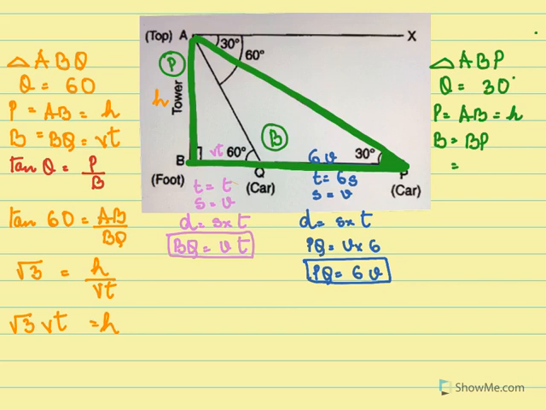And look up and see what BP is. It is BQ plus QP. BQ is VT and PQ is 6V. Let me write it in the color that I've used in the diagram. So BQ is VT plus PQ, which is 6V. So the base, that is BP, equals VT plus 6V.